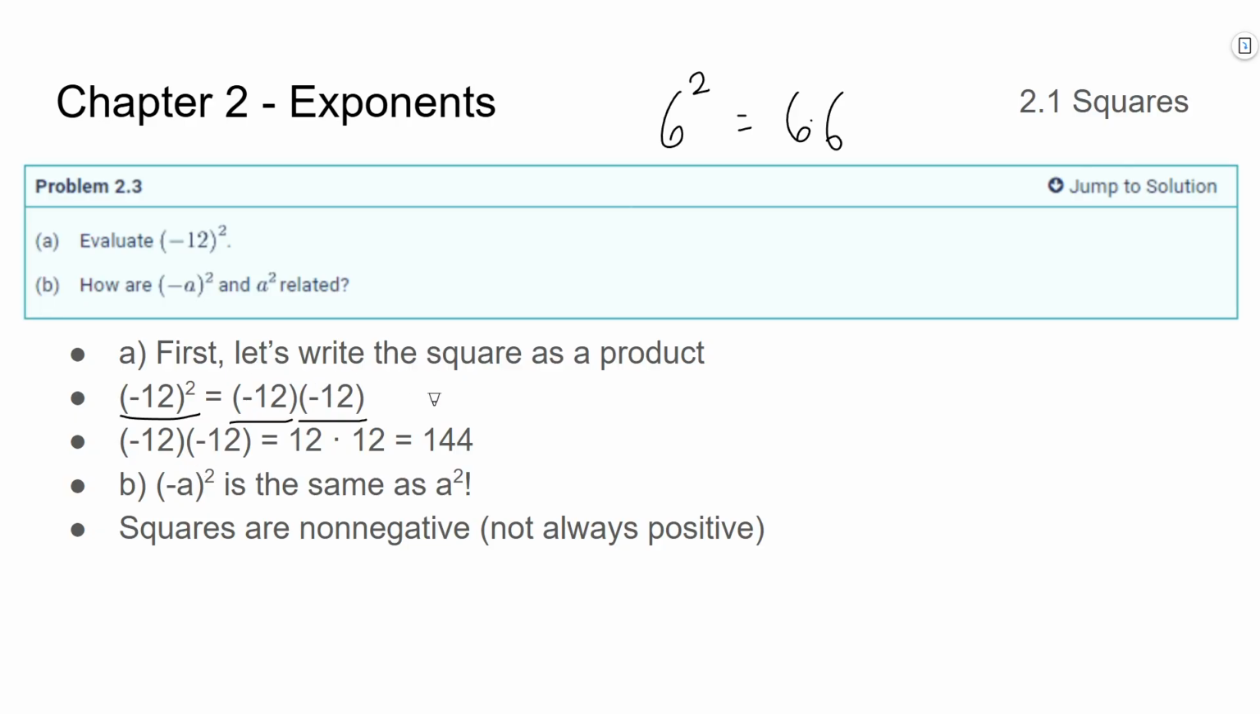All right, and we know from last chapter that when you have a negative and a negative, that becomes a positive. You can extract out the negative ones, and then you have 12 times 12. The negative ones cancel out, and you're left with 12 times 12 right there. And we know 12 times 12, or 12 squared, is going to be 144.